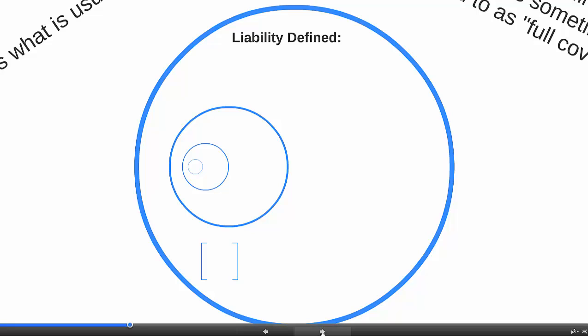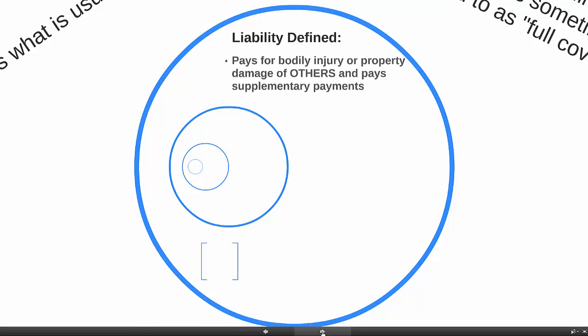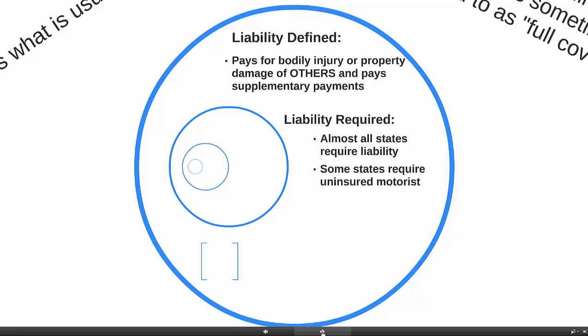But let's review the definition of liability first. Liability pays for bodily injury or property damage of others and pays supplementary payments like defense cost or interest on a judgment. Almost all states require liability. Some states also require uninsured motorist, and some states require underinsured motorist. And we'll look at that later when we talk about uninsured motorist.